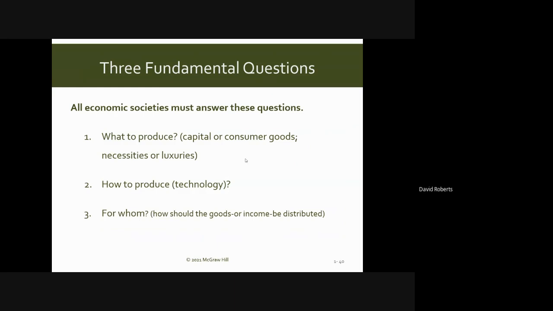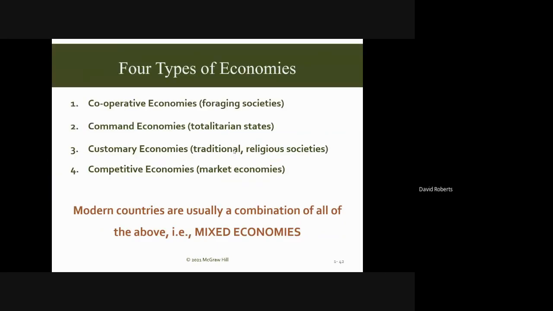So it depends on the people who are more well off, who tend to want the luxuries, and the people who are less well off, who need necessities like housing. Then how we're going to produce it, what technologies we're going to use, and then for whom the goods should be distributed, which is a major economic question. And there's not necessarily a right answer on this. For point number 3, it depends on your personal beliefs.